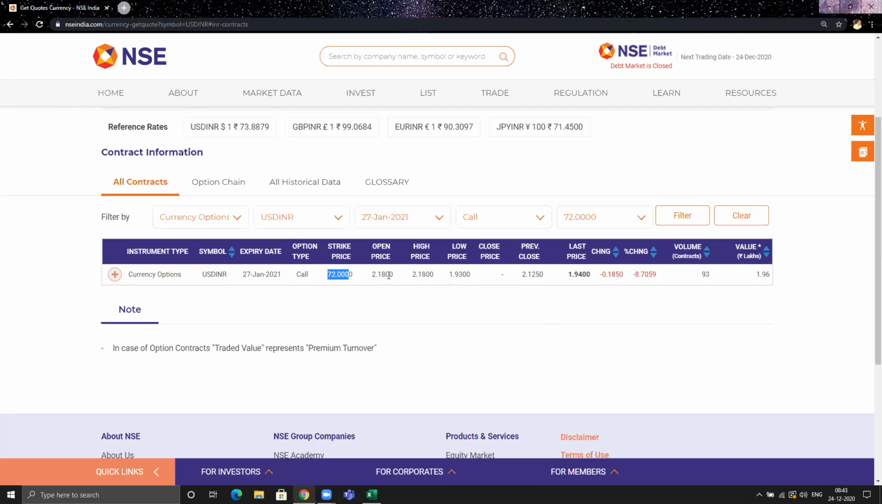And you observe here open, high, low, price. These are the prices of the call option. When I say prices of the call option, those are simply the premium of the call option, which were being traded between the parties. The last price we observe was 1.94. For our simplicity, let us assume it to be 2 rupees, because we don't want to be very rigid about it.